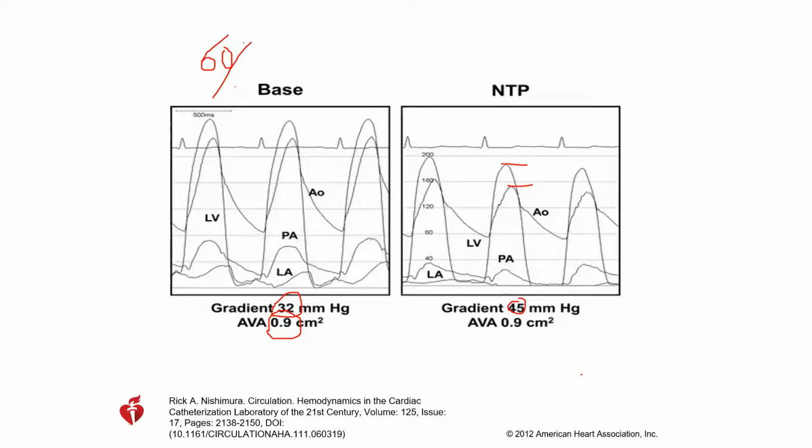In paradoxical AS, what you have to do is correlate the clinical picture with the echo data. You do whatever you can do in echo. You do the dimensionless index, and you do the calcium scoring by cardiac CT. Okay. Good.